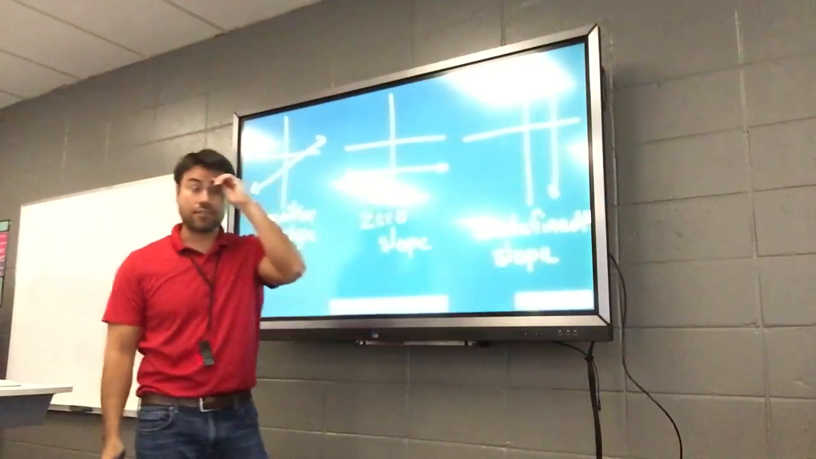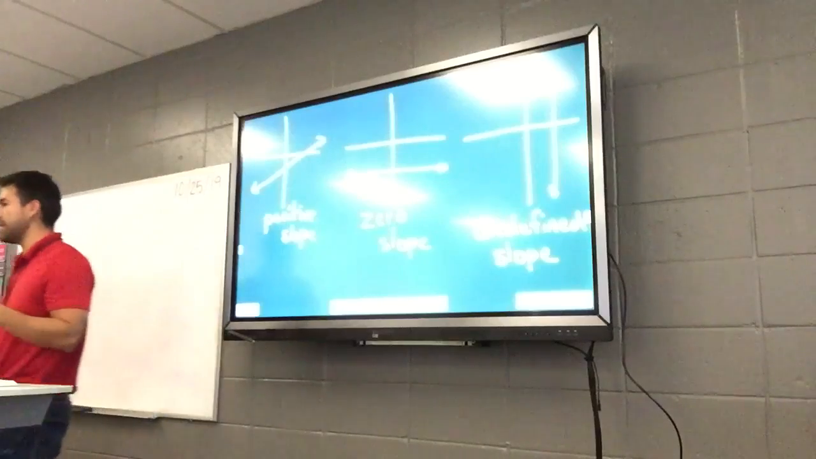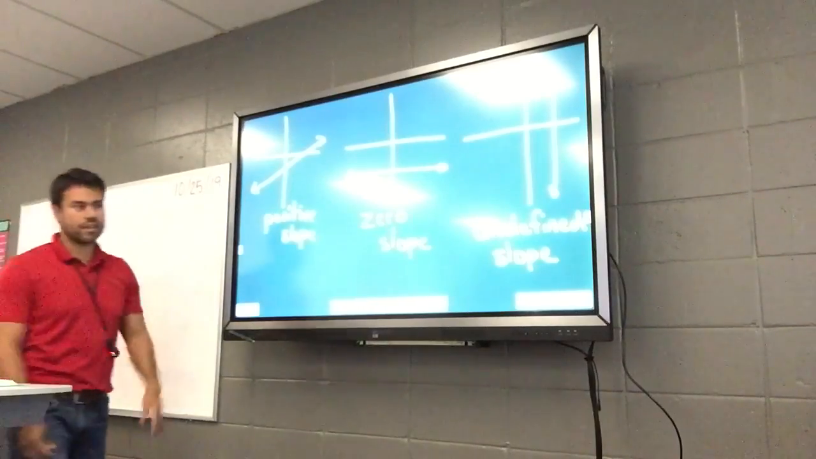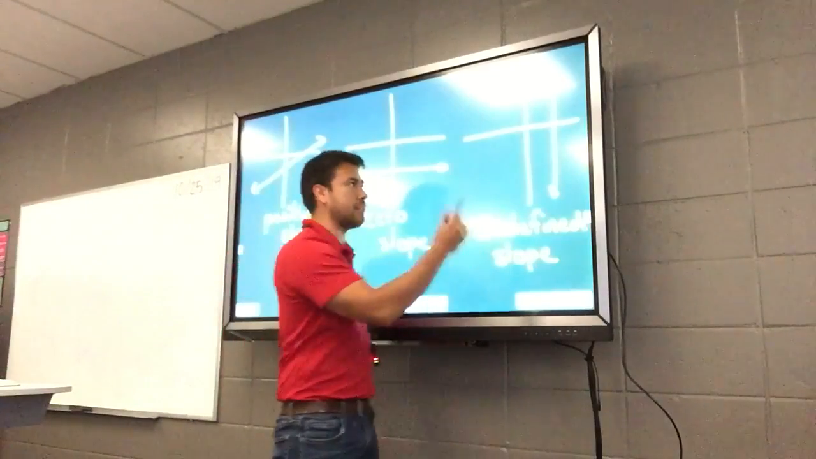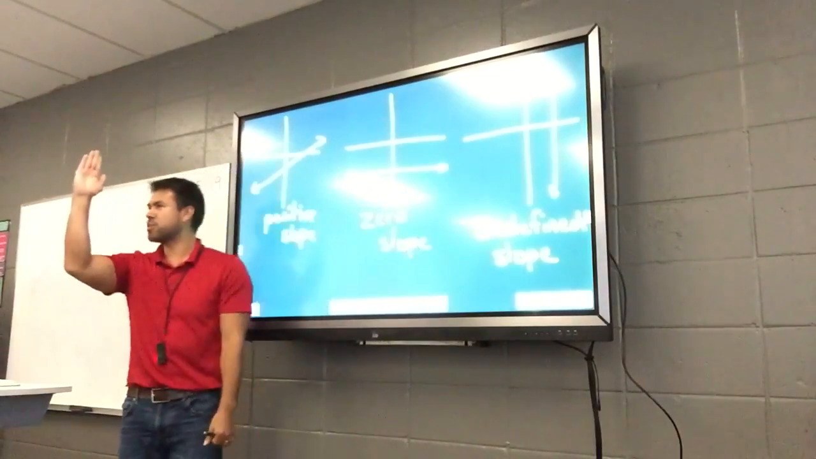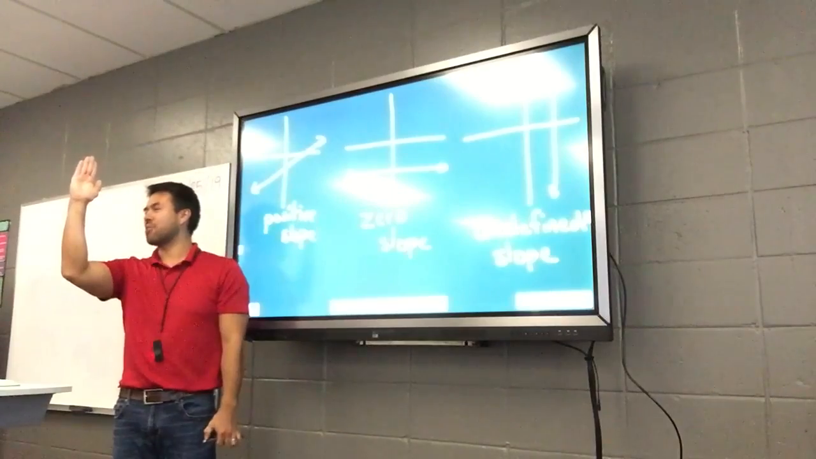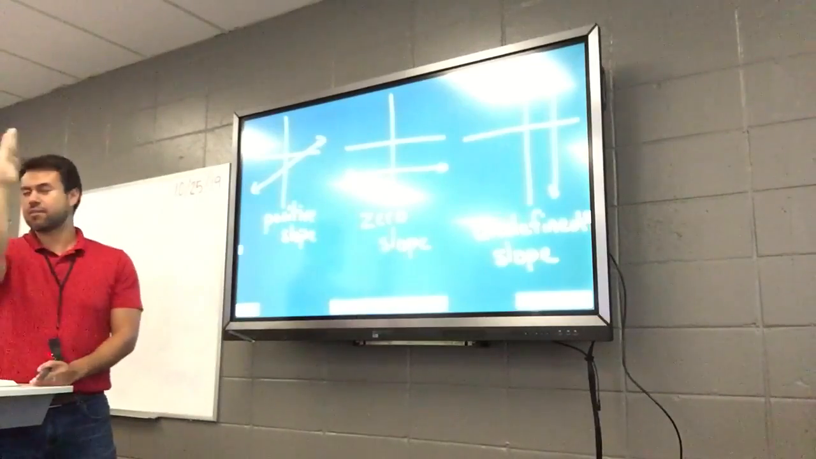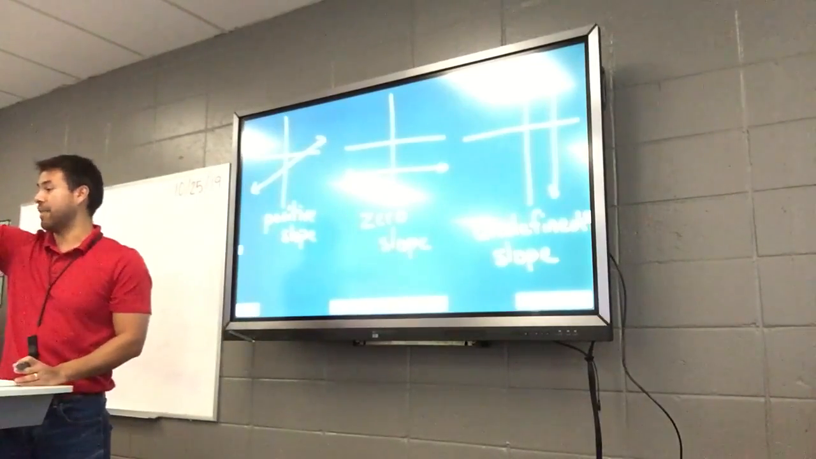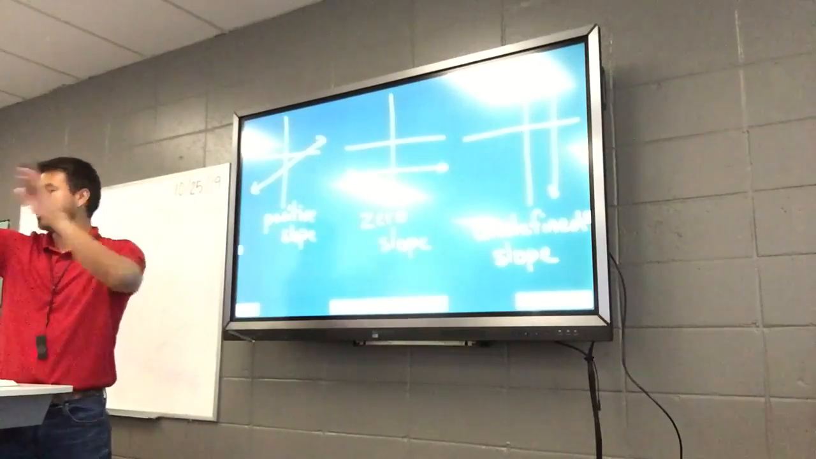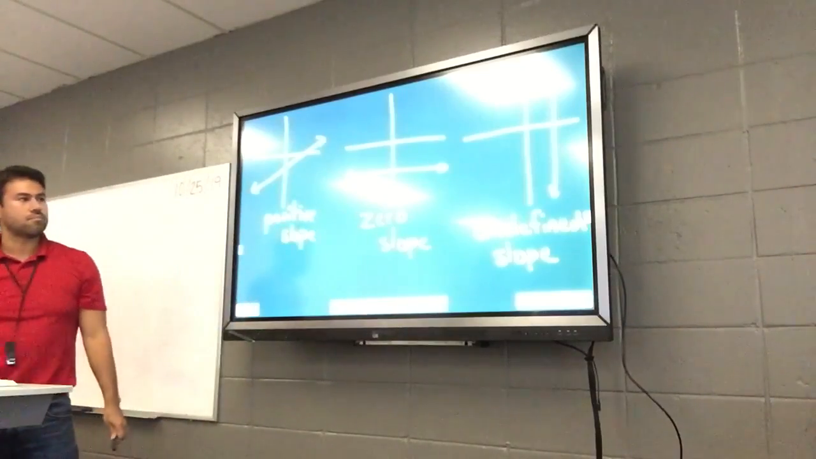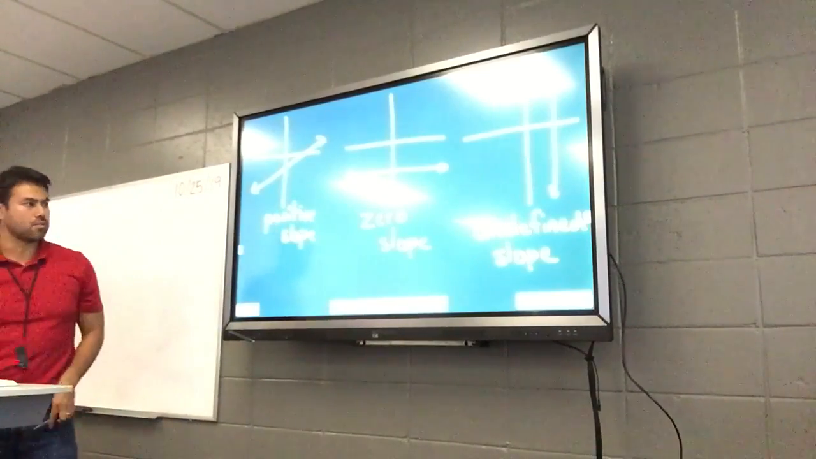Another way to say undefined, like practically speaking, it doesn't have a slope. And mathematically, we'll see it later on, but undefined's a good word. You're like, wait, isn't it super steep? Not really. I can't even describe the steepness of a vertical line. I can describe that as 0 steepness, but I can't define a vertical line slope.